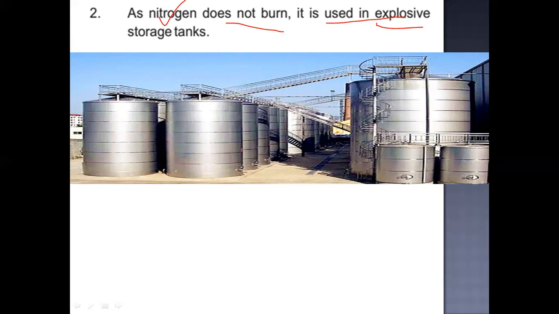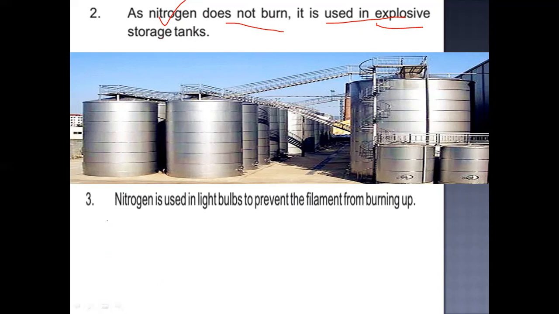So it is used in the tanks just to avoid explosions, that is, for safety purposes in the storage tanks. Otherwise, when they get warm and heated, they can burn and explode. So oxygen is removed from the tank, and nitrogen is filled in the place of oxygen, just to make it inert.